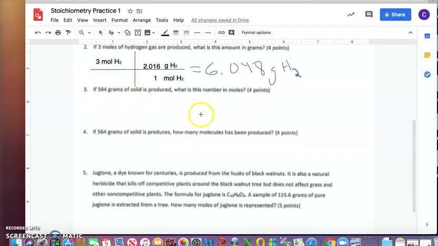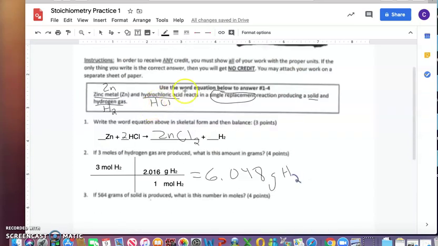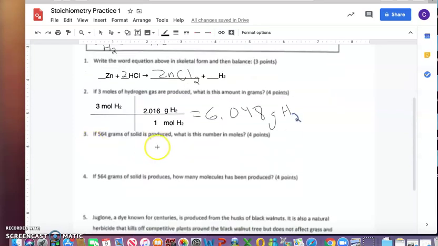Okay, now we can do the same thing that we did in number 2 with number 3. It says if 564 grams of solid is produced, so what's this in number of moles? So let's write what we have. We have 564 grams of solid, which is zinc chloride. So let's write that there.